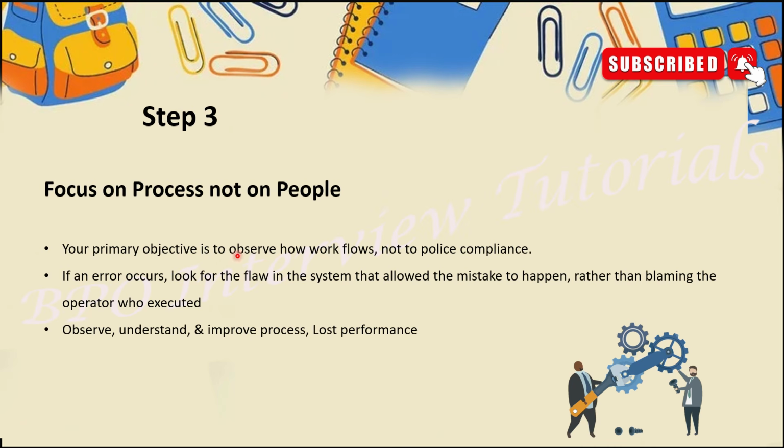Third step, we have to focus on the process, not on people. Your primary objective should be focused on the workflow, not on doing a compliance check on an individual person. If you find there is an error, you should identify what is the flaw in the system, what are the mistakes happening because of which there is an error, rather than blaming the agent. We know that the agent made the mistake, but here we have to look at the process level. We have to observe, understand and improve the process, and see where the performance is getting lost. This is the third way.